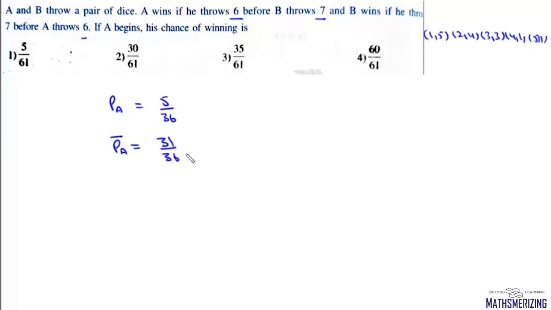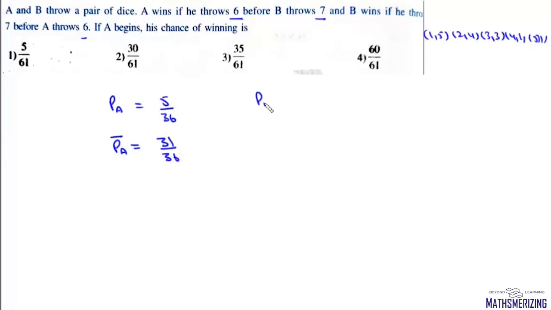Now here the question is, A and B throw a pair of dice. A wins if he throws 6 before B throws 7, and B wins if he throws 7 before A throws 6. And if A begins, his chances of winning is. Now A is going to win if he throws 6, and we get 6 if we have 1, 5, 2, 4, 3, 3, 4, 2 and 5, 1. So there will be this 5 by 36, and A not winning, it will be 31 by 36.